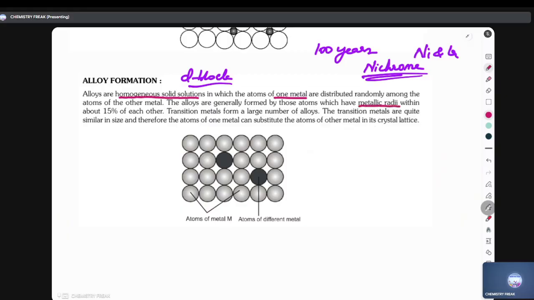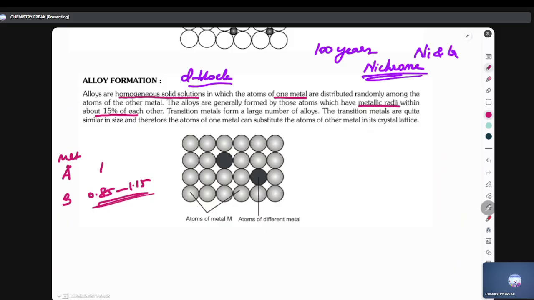Their radii should be within 15%. If the radius of metal A is 1, the radius of metal B should be between 0.85 and 1.15. In between this range, the radii should be there: 0.15 below or 0.15 above. Within 15%, the radii should be there. Then only they can form an alloy.